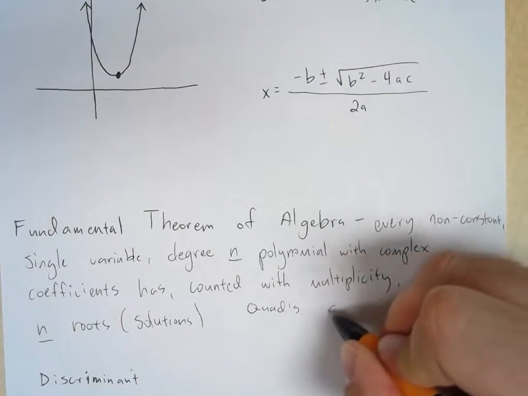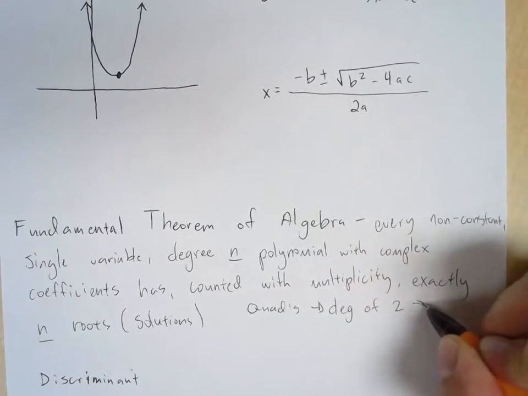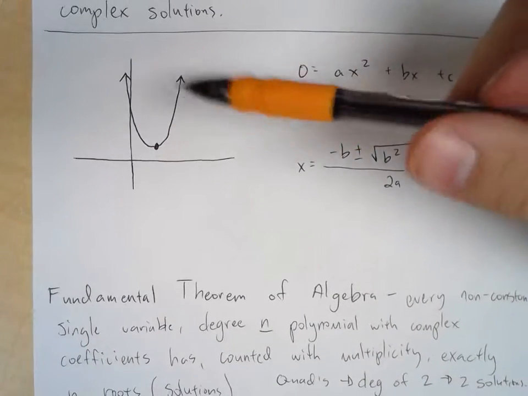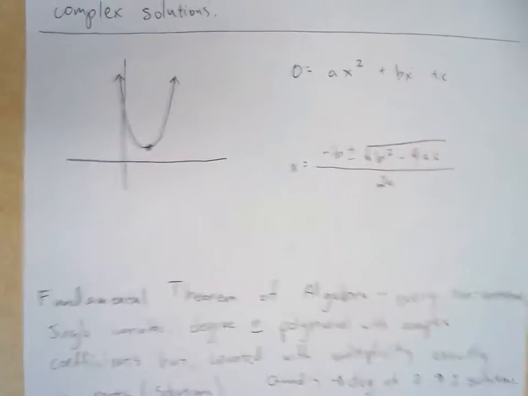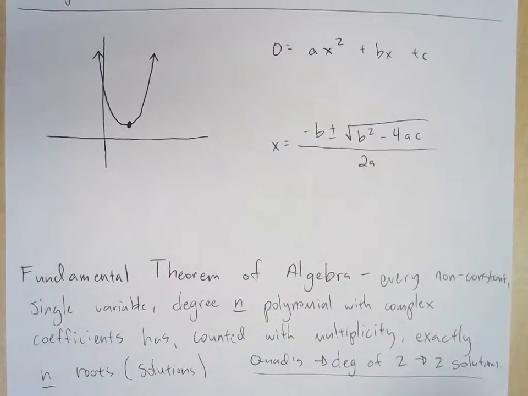Exactly n roots, which says that quadratics, because they have a degree of 2, have exactly 2 solutions, which if we're graphing on the standard Cartesian plane, they're not going to show up, and that's okay. We'll talk about graphing the complex numbers in just a little bit. But that's not today. Instead, we're going to figure out how do we find out what these 2 solutions are for our quadratics.